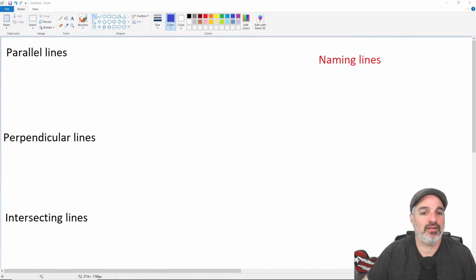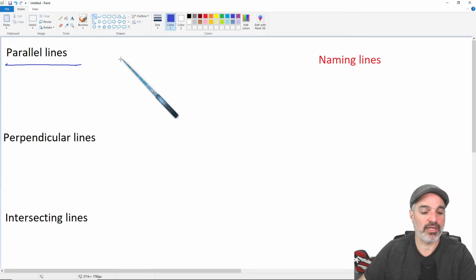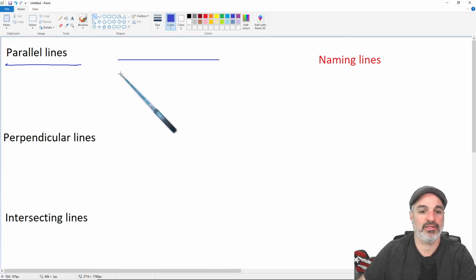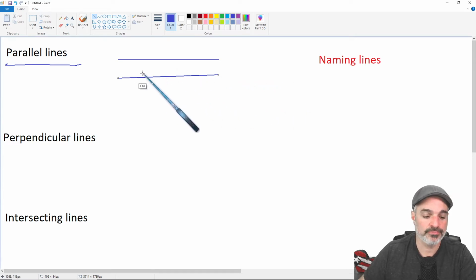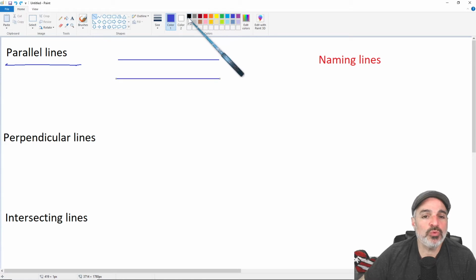So we talked about parallel lines, the first one that we have here. And parallel lines, if we remember, are lines that do not touch each other. So I can draw a line like this, and then I can draw a line like this. And those two lines, whoops, nope. Those two lines are said to be parallel. Why can't I get it parallel? Okay, parallel lines.